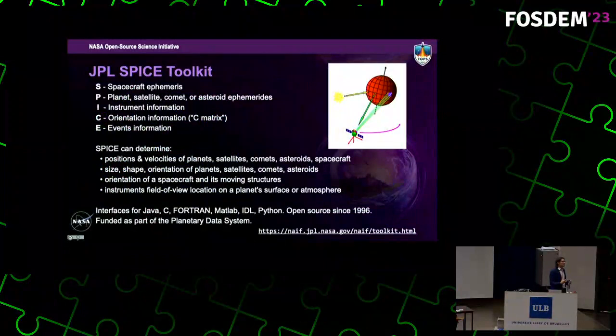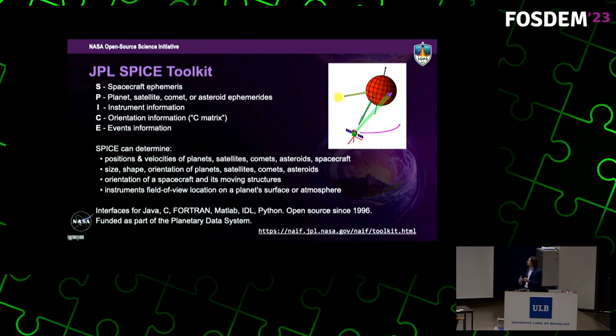But sometimes it's still important for us to actually take the lead and develop our software ourselves. The JPL SPICE toolkit is an example of this. This is for spacecraft ephemeris, planet, satellite, comet, or asteroid ephemerides, instrument information, orientation information, and events information. This is the software you use if you want to know where a comet or an asteroid that you want to land on will be in 10 years. This is how we determine the positions and velocities of spacecraft, planets, and other objects, which are all moving throughout our solar system.